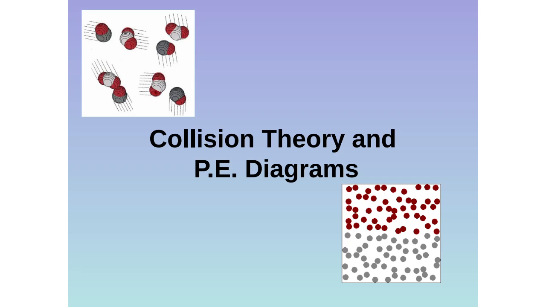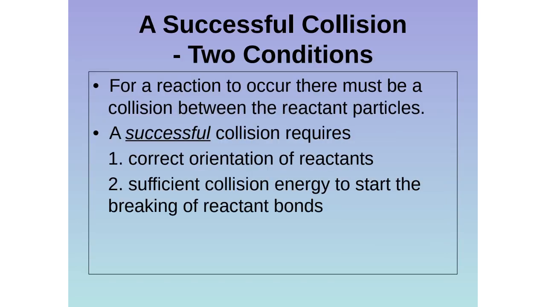Today's lesson focuses on collision theory. When reactants come together to form products, there are two conditions that have to be met in order to have what we call a successful collision. So we want our reactant molecules to collide together, and when they collide, we'll know that the collision was successful if two things happen.